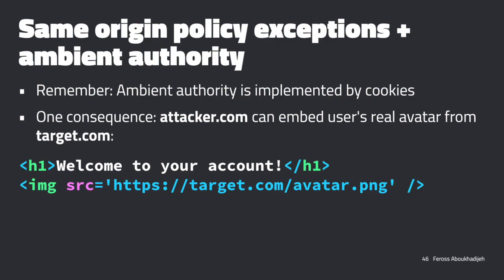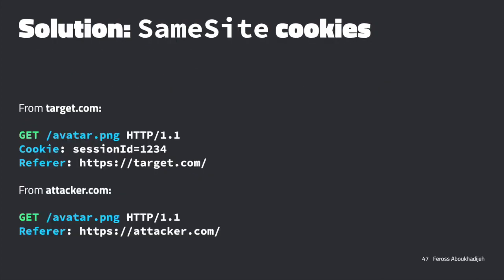So to run through exactly what requests are going to be made. If target.com is making a request, then the browser is going to say, OK, we can attach the cookie. You're requesting avatar.png, and since you're on target.com and you're making a request to target.com, we'll go ahead and give the cookies. Whereas if you're making that request from attacker.com, you'll notice the cookies are omitted there.